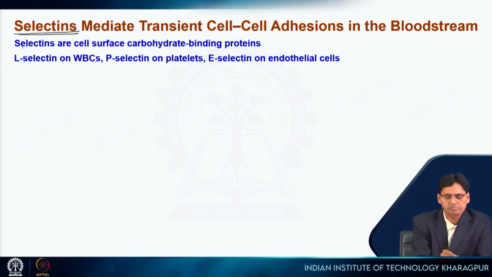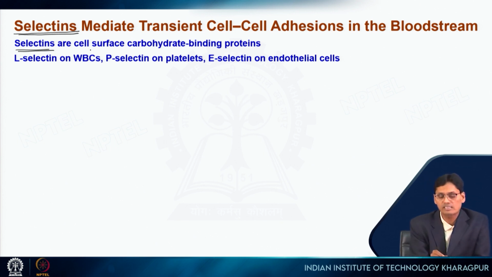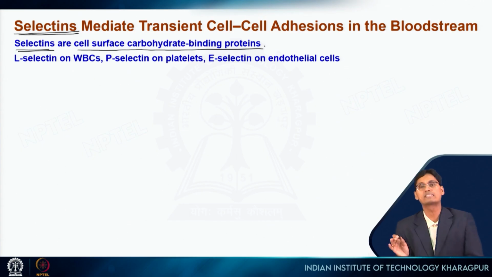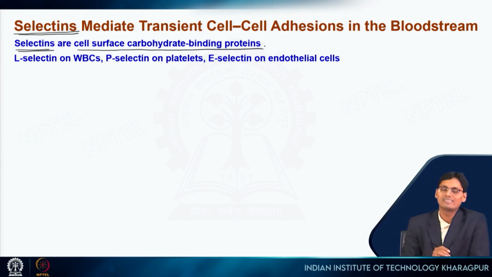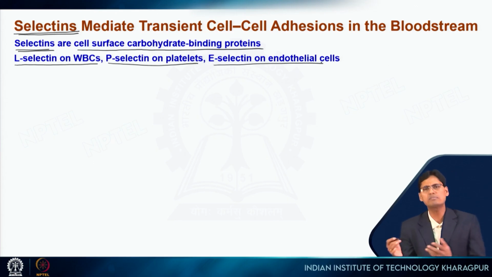Cadherin interacts with another cadherin, another protein, right? But selectins are cell surface carbohydrate-binding proteins. So selectins specifically interact with carbohydrates. That is their specific feature, right? There are different types of selectin. For example, L-selectin is present in white blood cells. Similarly, P-selectin is present in platelets, E-selectin on endothelial cells, something like that.